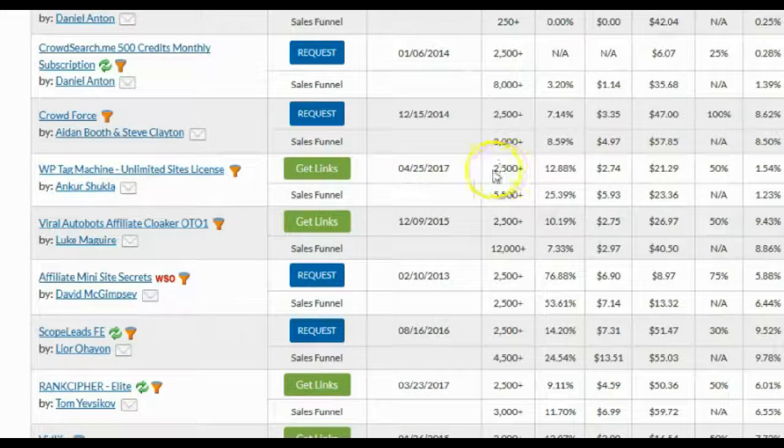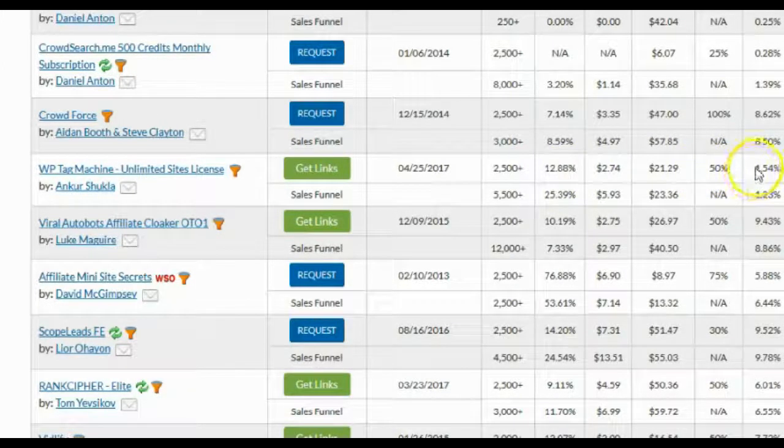You can see it sold 2,500 front-end copies. It had a 12.88% conversion rate, which is a little low. However, this product was most likely picked as product of the day. And generally speaking, when it's picked product of the day, the conversion rate drops down. This was probably closer to around 15 or 16% when it was actually launching.